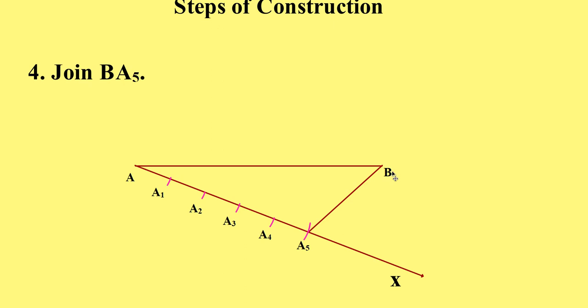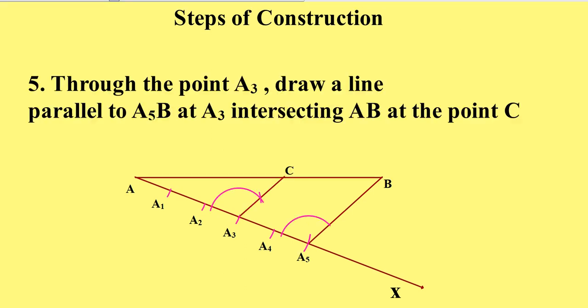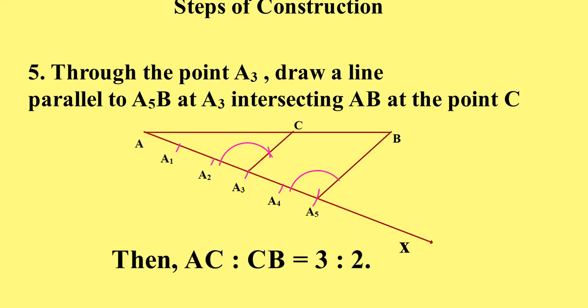Next step is join B, A5. Next step is through the point A3, draw a line parallel to A5B intersecting AB at the point C. Then AC is to CB is equal to 3 is to 2.